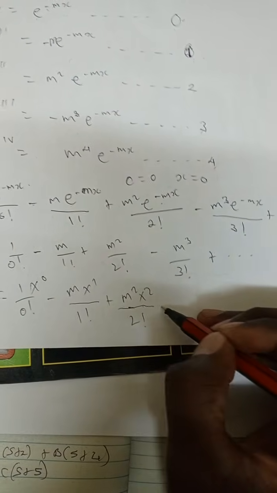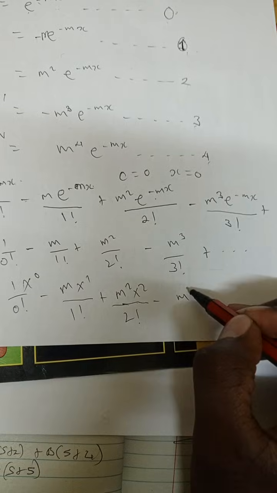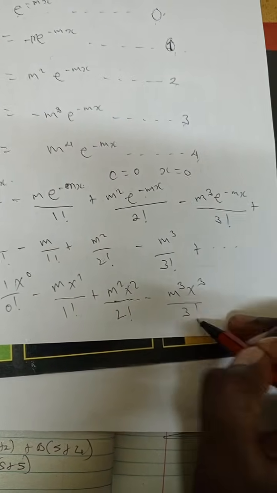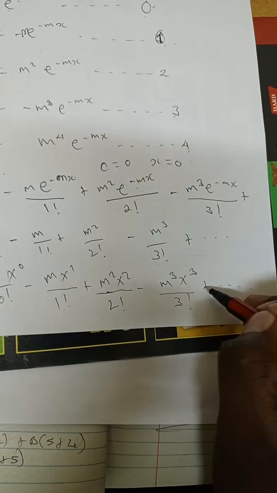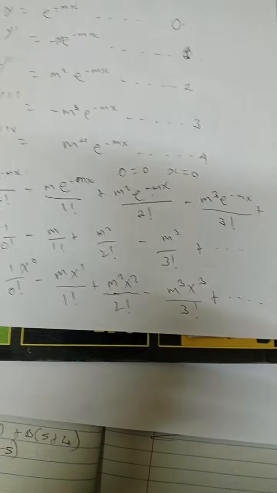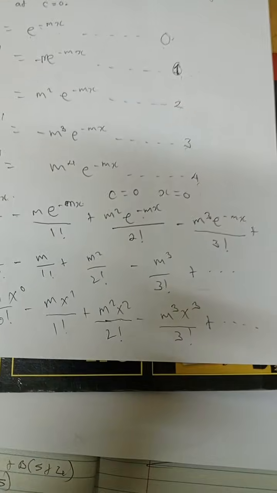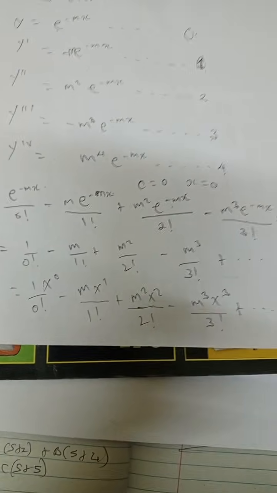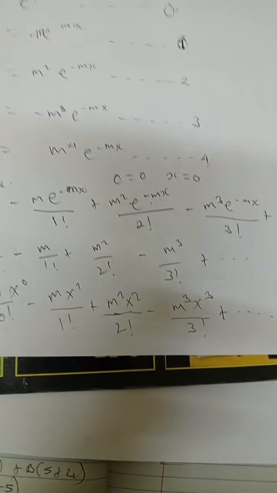Over 2 factorial, then minus m cubed x to the power 3 over 3 factorial, then plus, we have something like that. So now, what we have is our Taylor polynomial, which is centered at 0. But now they are saying we need to find the nth Taylor polynomial. So we need to find a formula.